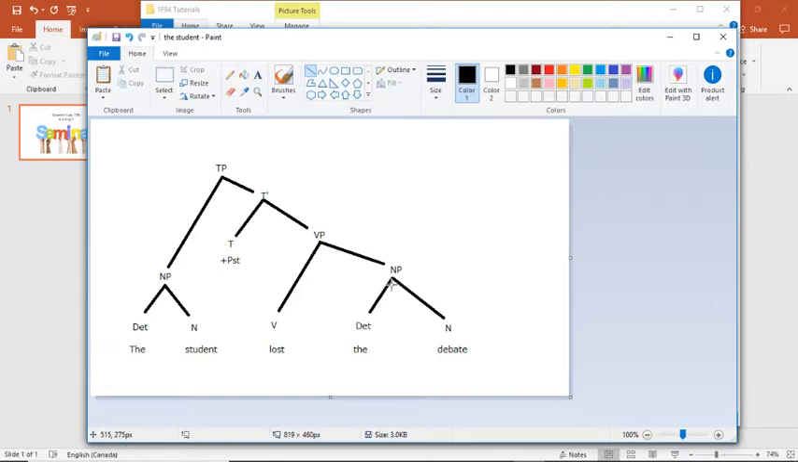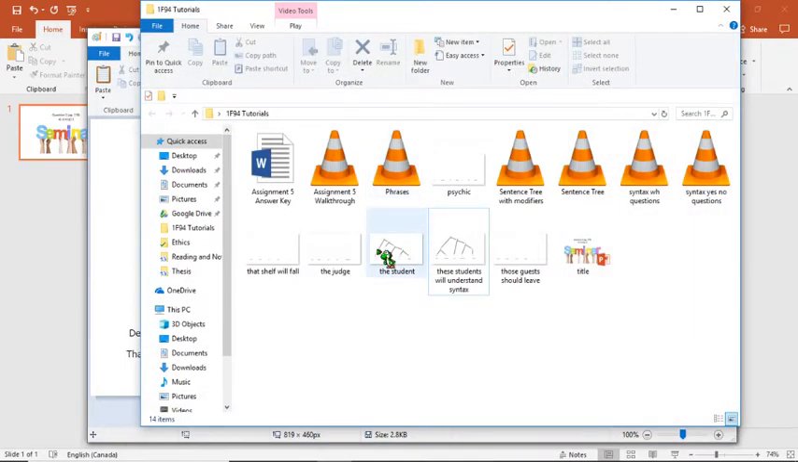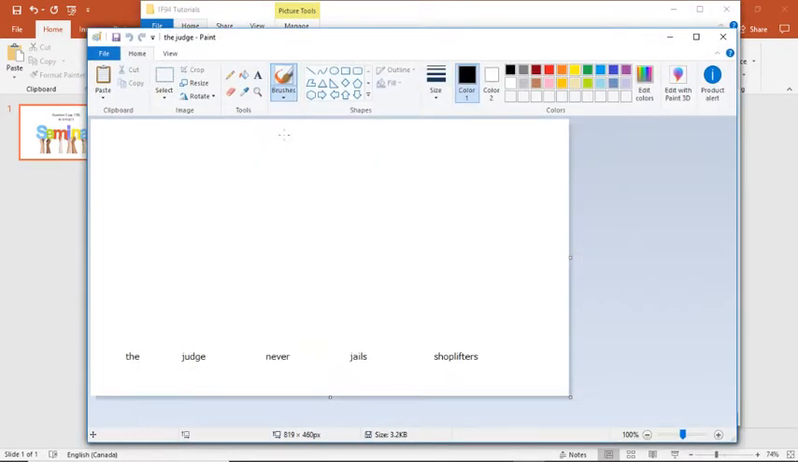So there we go. Now we've got this tree structure with a noun phrase complement for the verb phrase and a tense marker that is indicating the past, and that is this word lost here. So we're just including it here. All right. Yeah, this is the next one.